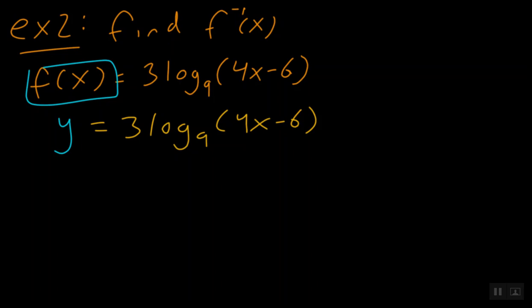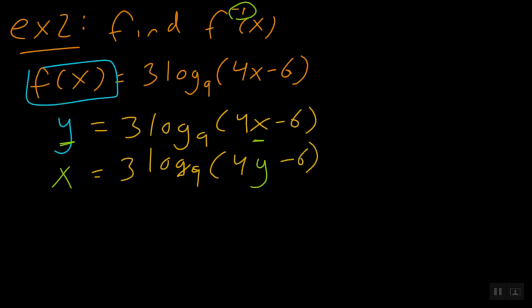Now from here, we know that we want to take our y and our x, because remember, guys, this is the big idea of inverses. You switch your x and your y. And so I'll put x right here, I'll put y right there, and then I'll write the rest of it in that same color, equals 3 log base 9 of 4y minus 6.